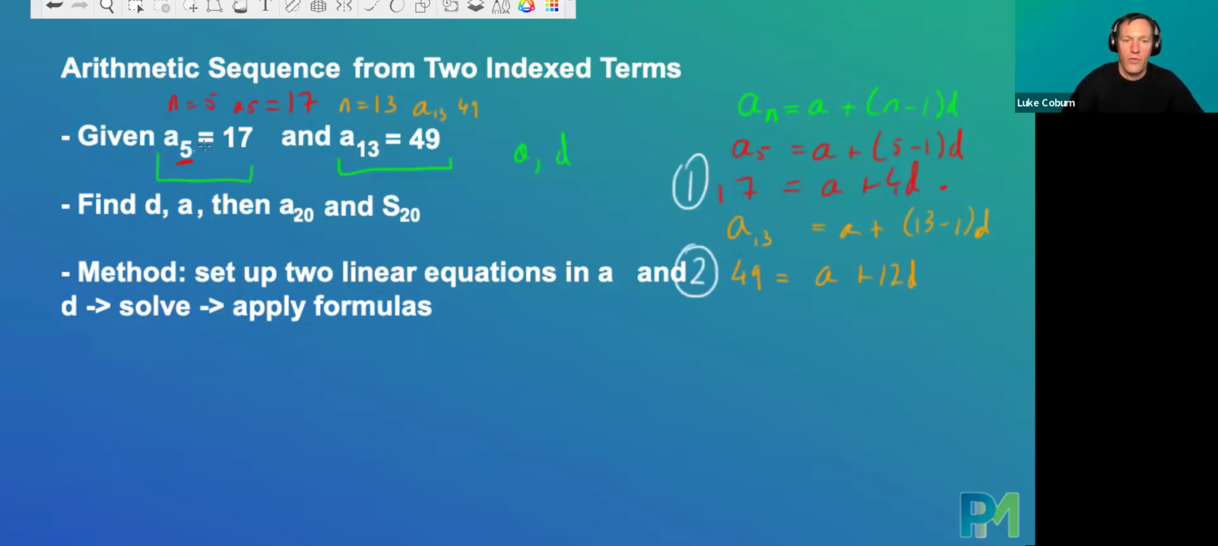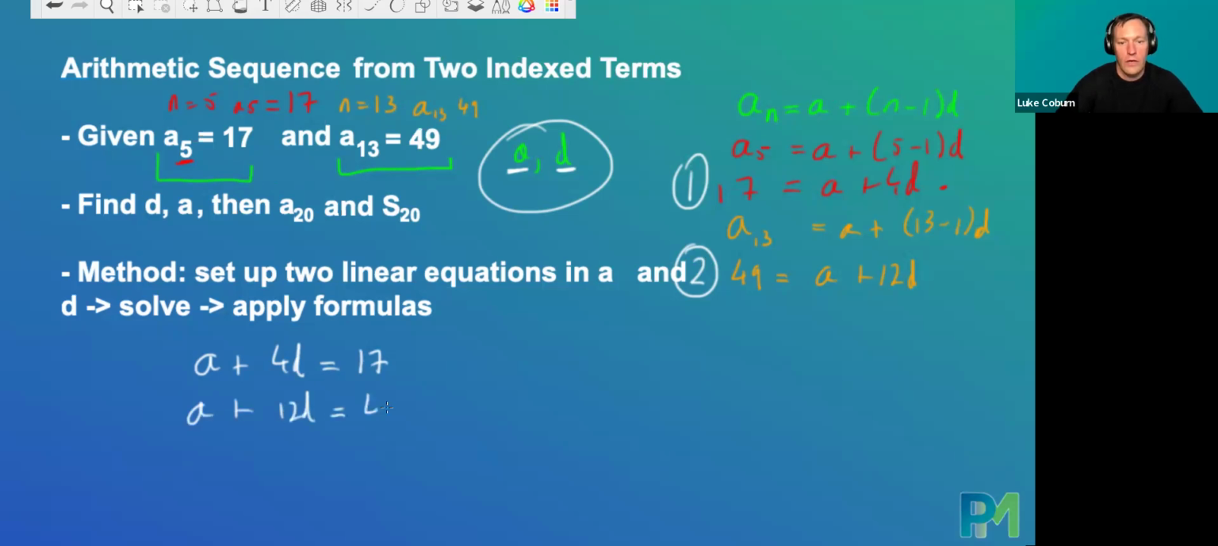And from working with this, I didn't get an answer for what A is and what D is. I need A and D to be able to write down this formula, right? Otherwise, I don't know what the sequence is. Knowing what the sequence is, being able to write down this formula, in other words, is finding those two for an arithmetic sequence. But what I have is I worked with this one, and this gave me this equation, and I worked with the second one, and that gave me this equation. So let me write the first equation: A plus 4D is equal to 17, and the second equation, A plus 12D is equal to 49.